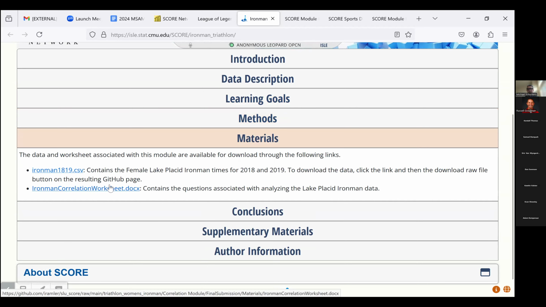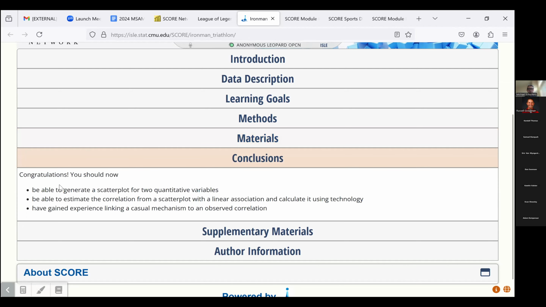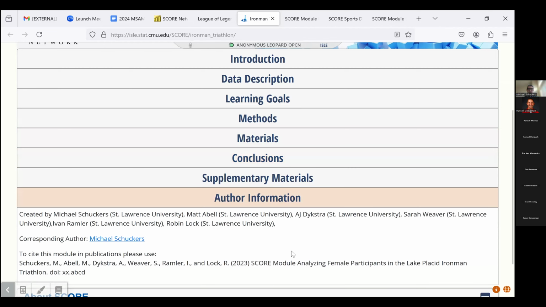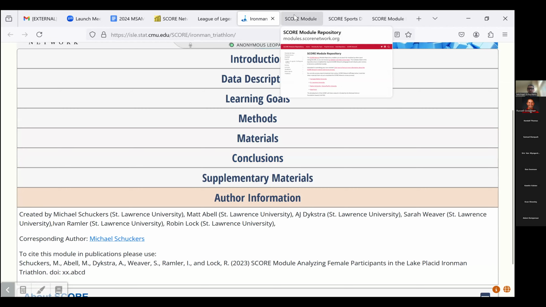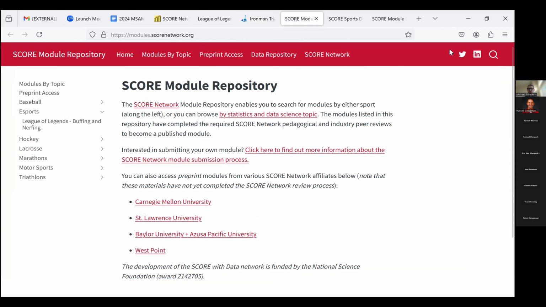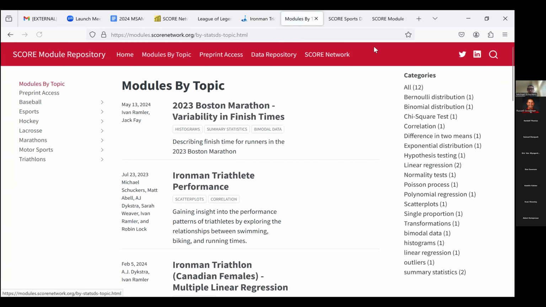Materials, so we've got some data and we've got a worksheet there. Conclusions, what we want students to be getting out of that. And in this case, this structure has the author information at the bottom. Let's see. While I'm here, just mention, we've got modules by sport there, but also we have topics for the module.